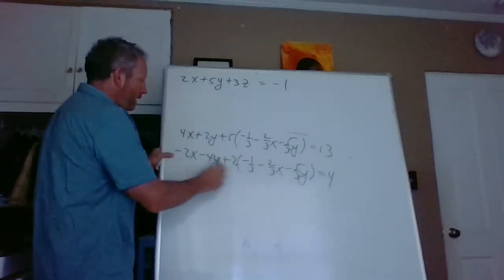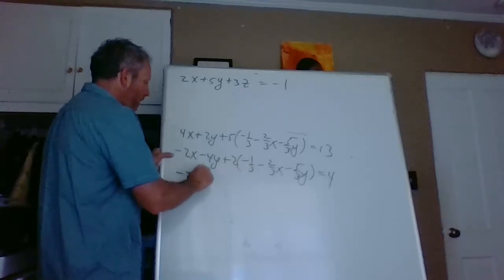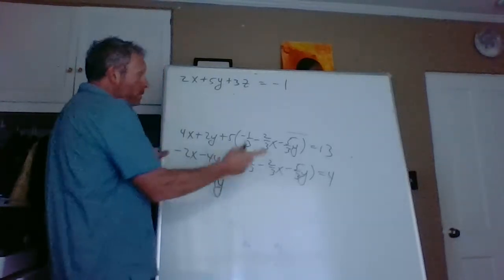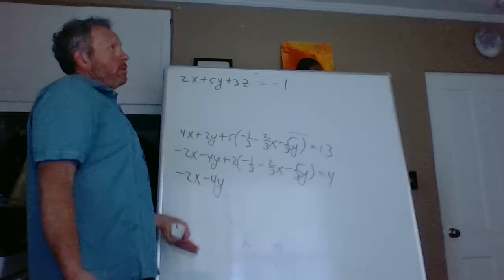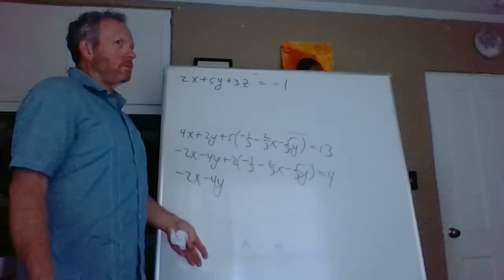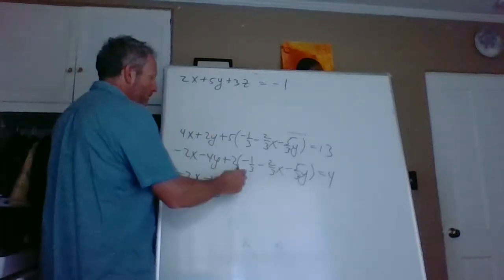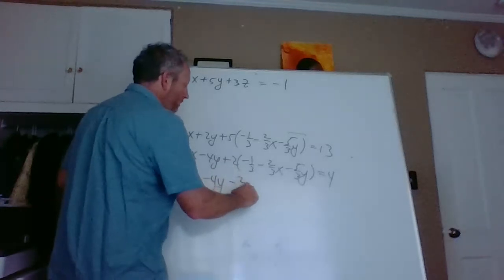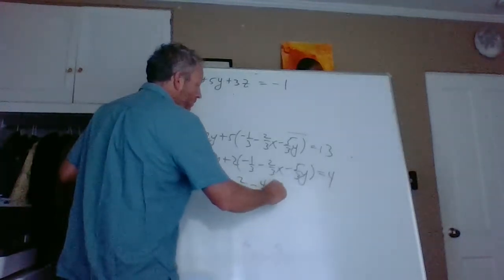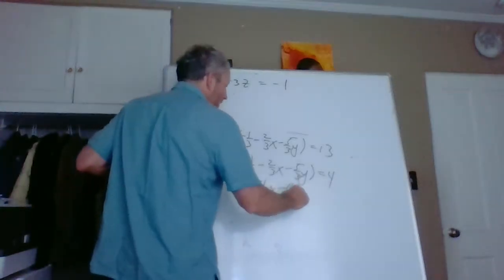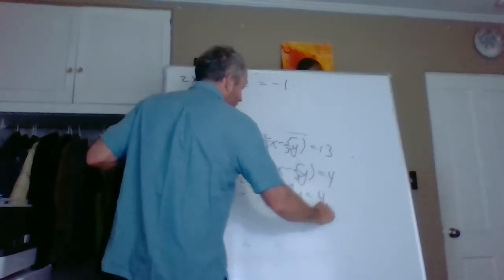So at any rate, let's go ahead and do the distributive rule here. So negative 2x minus 4y. I'm going to do the distributive rule because I always do the distributive rule when it's there. So here we go. Minus 2/3, minus 4/3 x, minus 10/3 y equals 4.